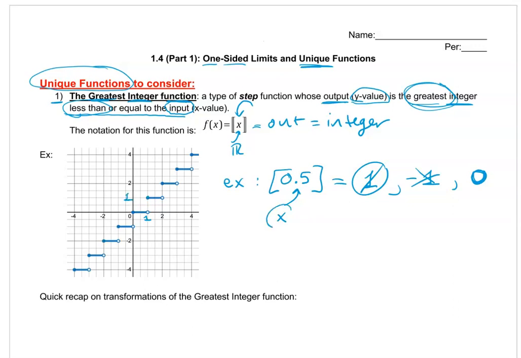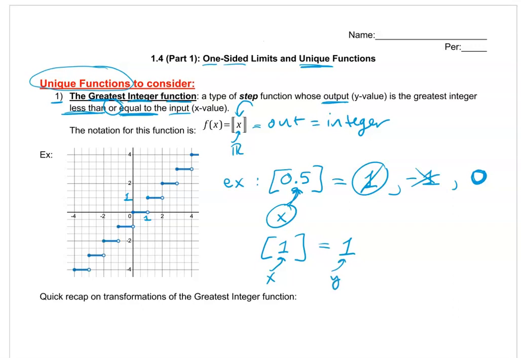So when x, the input itself, is an integer, so let's say I were to plug 1 in there, remember the definition for y is the greatest integer that's either less than or equal to the input. So when the input, x, is an integer, the output is going to equal that value because the output has to be the greatest integer that's less than or equal to 1, or whatever the x value is.